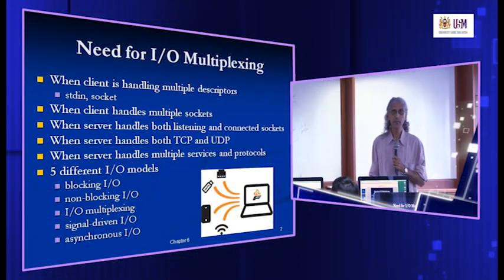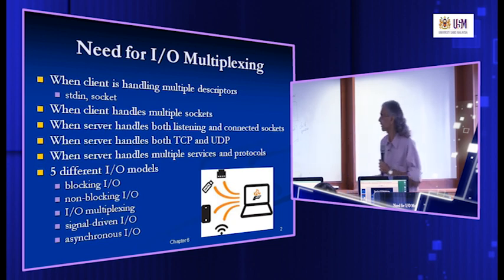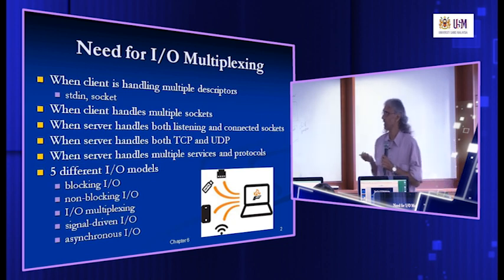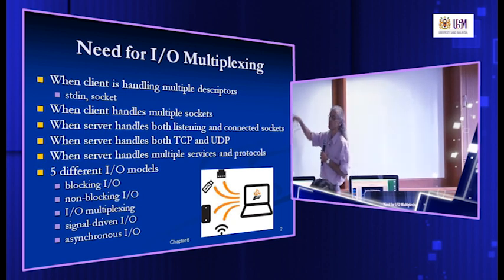Right? So when do we need multiplexing? Simple: when a client is handling multiple descriptors or sockets. So you have a standard input and a socket. Right? So this is the case of a client here, handling a socket as well as the standard input. Right? A client could also handle multiple sockets; in this case it's just one socket, but there could be multiple. A server is handling both the listening and the connected sockets. So the server has a listening socket here. It also has a connected socket here.